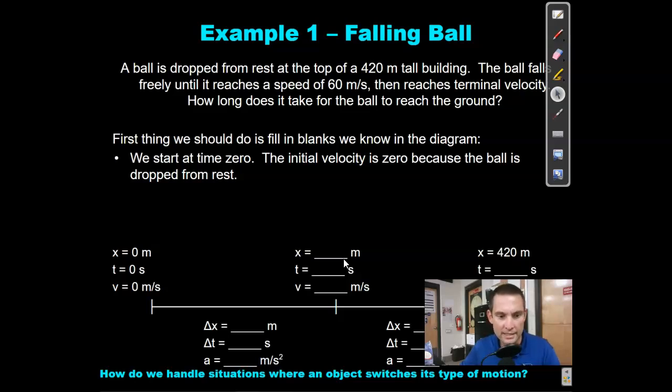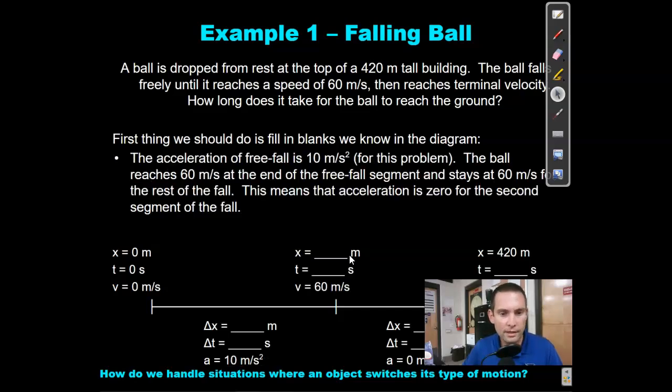So we're going to start at t equals 0, in which case the initial velocity is 0, because whenever you're dropping something, the initial velocity is always going to be 0 until you drop it, and then acceleration is going to take over. Acceleration due to gravity is going to take over and pull it on down. The acceleration of free fall is 10 meters per second squared.